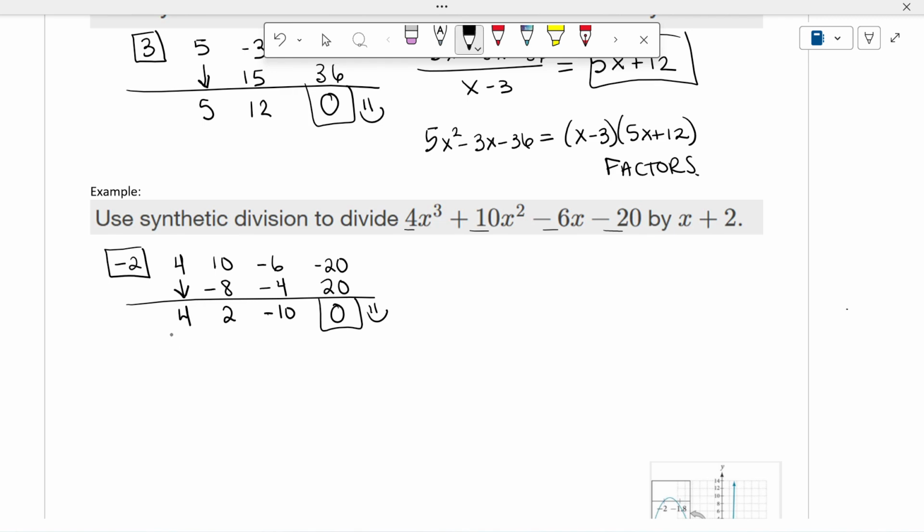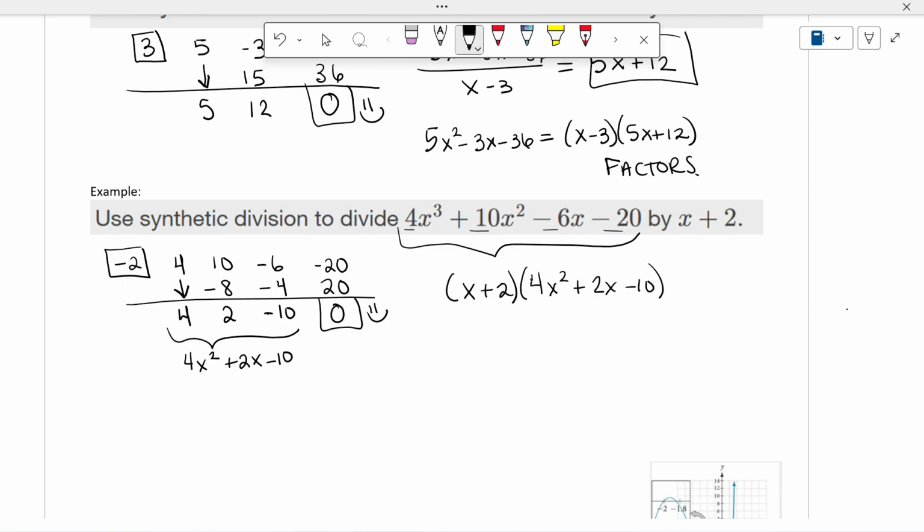Okay, so the quotient is right here, 4x squared. Remember, it was cubic originally. We took a linear piece out of it. 4x squared plus 2x minus 10 is the quotient. I could say that this polynomial is equivalent to x plus 2 as a factor and 4x squared plus 2x minus 10 as a factor. And absolutely, we could keep going to see if we could factor this more, right? Or we could find the x-intercepts by setting it equal to 0 and solving it, right? Using the quadratic formula or whatnot.